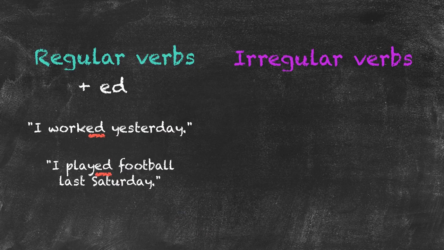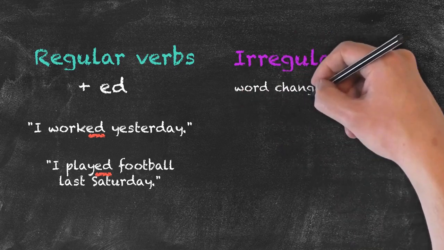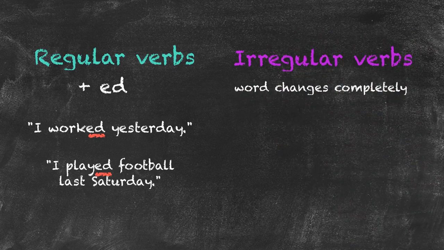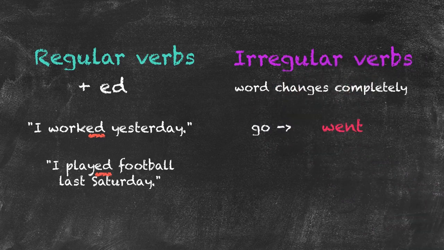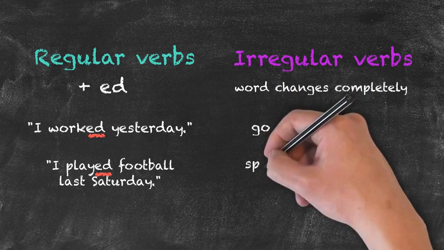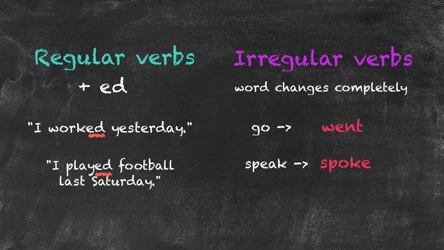With the irregular verbs, in order to conjugate or change the verb into the past, we have to change the word completely. Certainly, we cannot simply add ed. So, go goes to went. I went to the store yesterday. And speak goes to spoke. I spoke at a conference last Saturday.